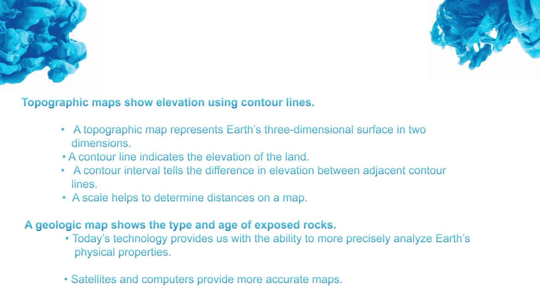Topographic maps show elevation using contour lines. A topographic map represents Earth's three-dimensional surface in two dimensions. A contour line indicates the elevation of the land. A contour interval tells the difference in elevation between adjacent contour lines. A scale helps to determine distance on a map. A geologic map shows the type and age of exposed rocks.